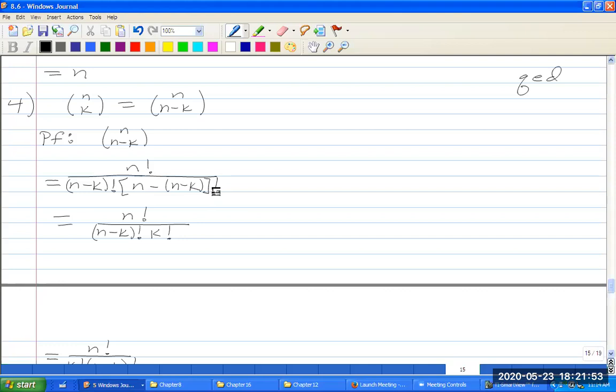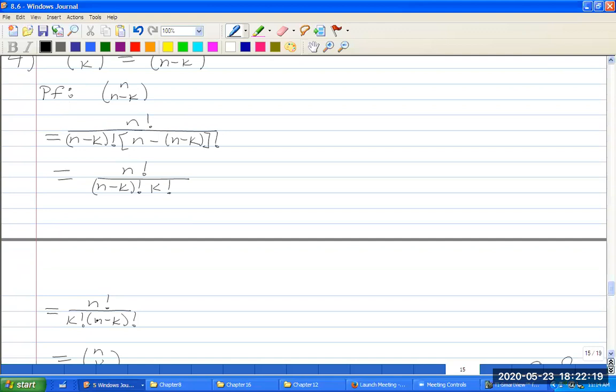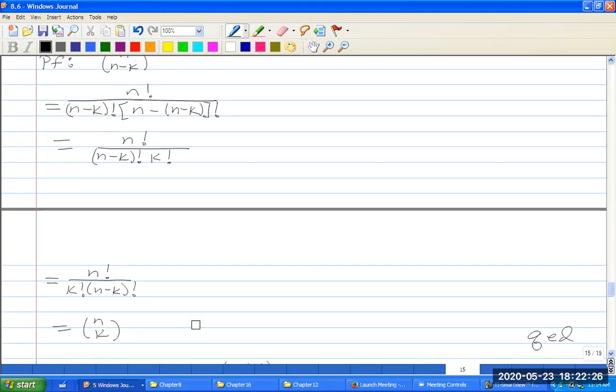So n minus factorial. Well, let me distribute out the minus sign. So this becomes minus n plus k. The n's cancel, so you just get k factorial. Now let's rewrite this. Let's change the order of the k factorial, n minus k factorial. So this is k factorial times n minus k factorial. So n factorial over k factorial, n minus k factorial, well, that's just nCk. And so that's what I wanted to show, that these were equal.